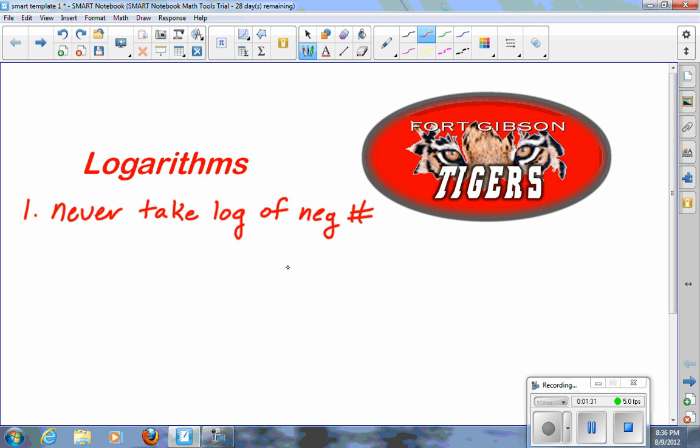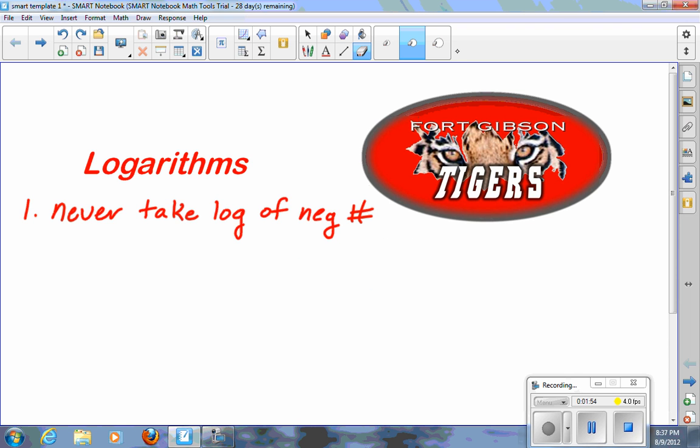So if I asked you what is the log base 2 of -5, that has no solution. That's what I mean when I say you can't take the log of a negative number. You can't take the log base 3 either, or log base 10. No log of negative numbers. So that's the first rule.